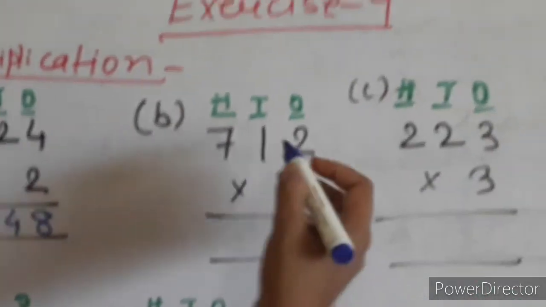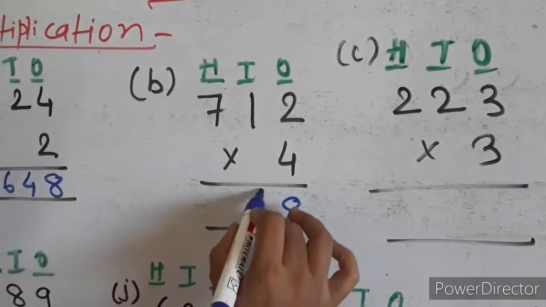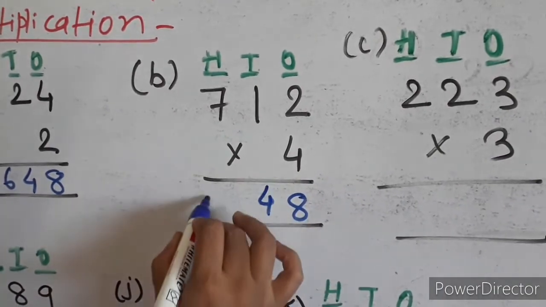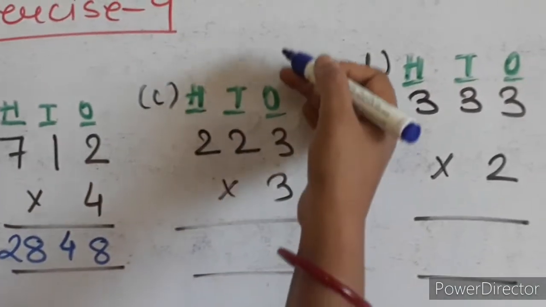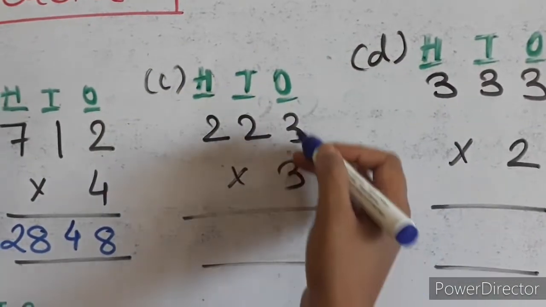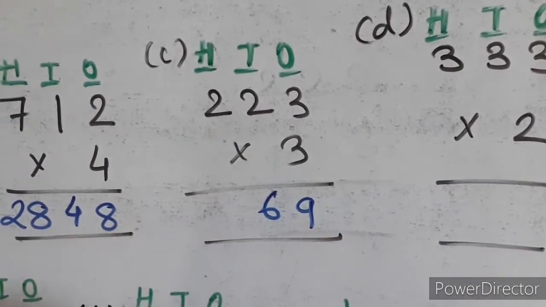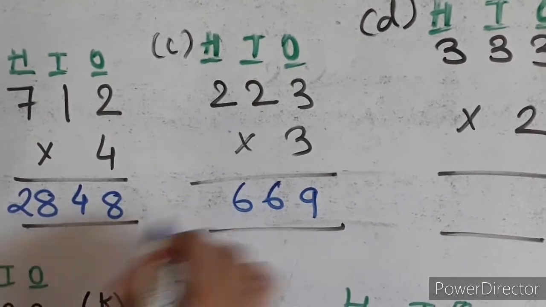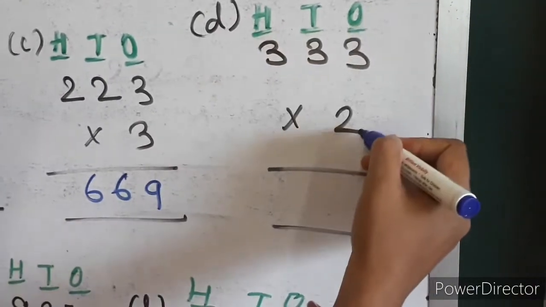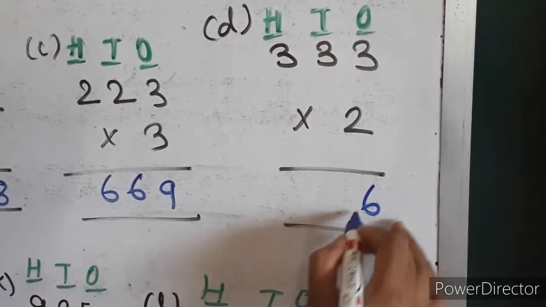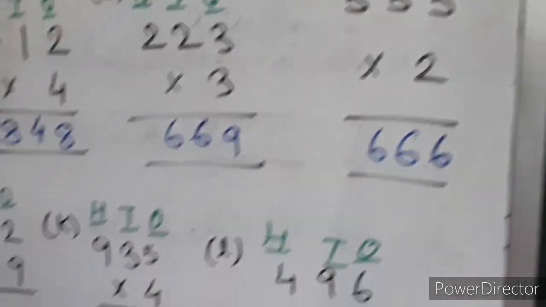In question number B, you have to do the same. 4 into 2 is 8, 4 into 1 is 4, and 4 into 7, the answer will be like this. Then number C. First we have to multiply the ones place, or right side, that is 3 into 3 will be 9, and 3 into 2 is 6, and 3 into 2 will also be 6. Then D. 3 into 2, or 2 into 3, you can write here 6. 3 into 2 is 6 and 2 into 3 is also 6.